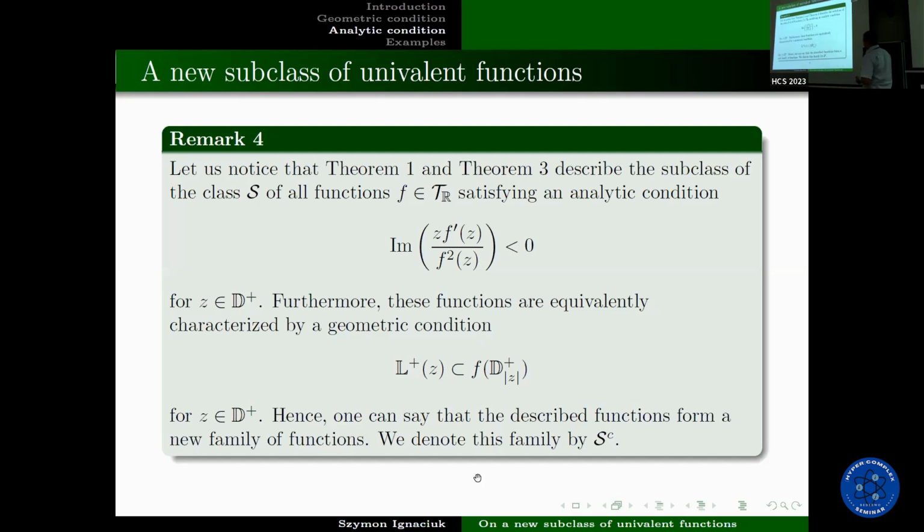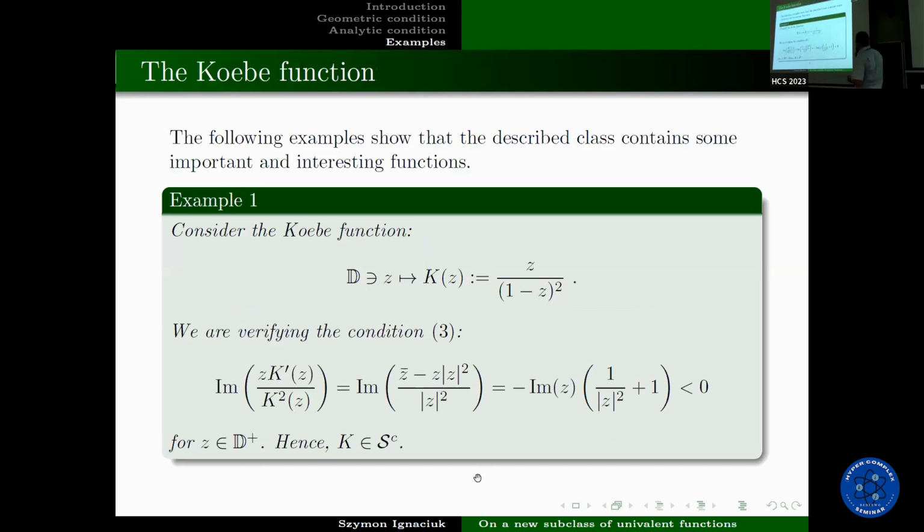We decided to call this graph because also we have this geometric condition. And what I would like to show you further is that some interesting function belongs to this class, this family. So we have here the Koebe function, and we can verify our analytic condition. And as you can see, everything is okay. So the Koebe function belongs to our family.